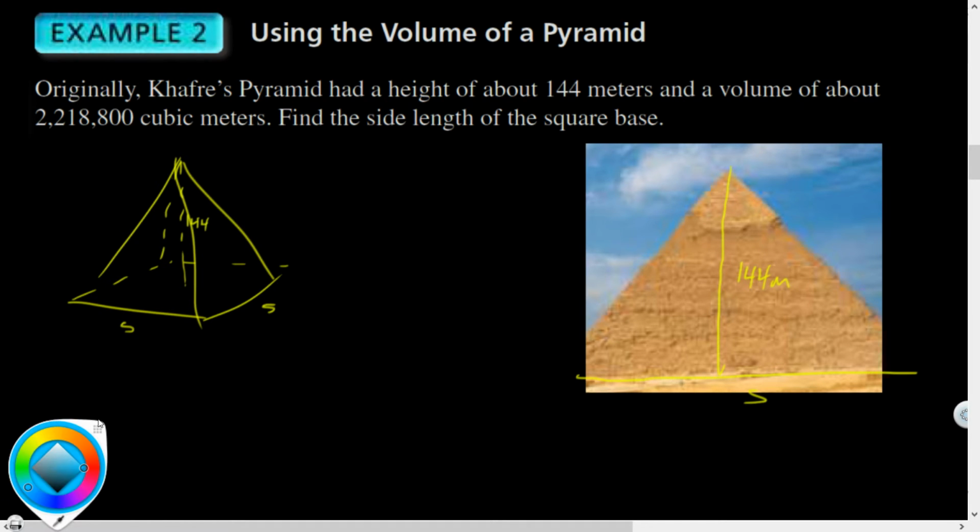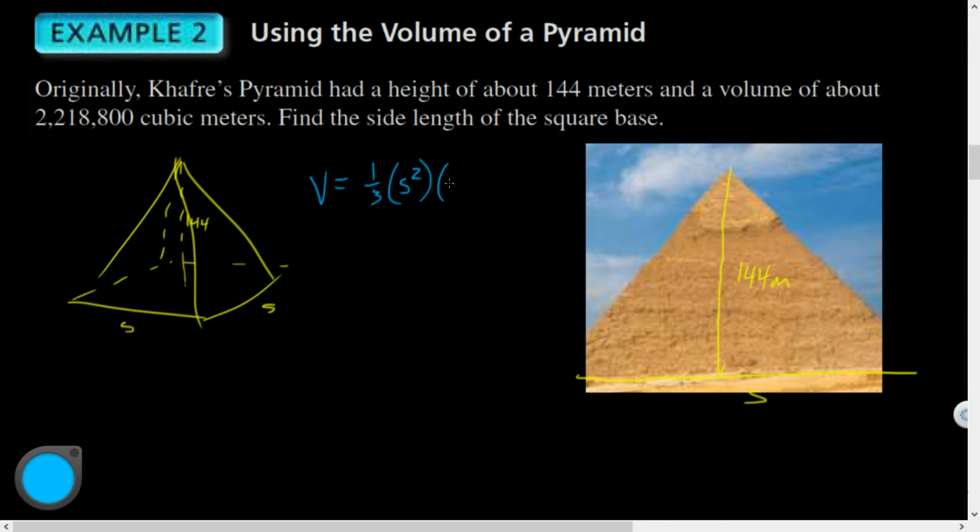So the volume formula is volume equals 1/3 the area of the base, which is the area of a square, so side squared, multiplied by height, like so. So let's plug in what I know and solve for what I don't. 2,218,800 equals 1/3 times side length squared multiplied by 144. So let's do 144 divided by 3. I definitely should know that. It's 48. I did not know it.